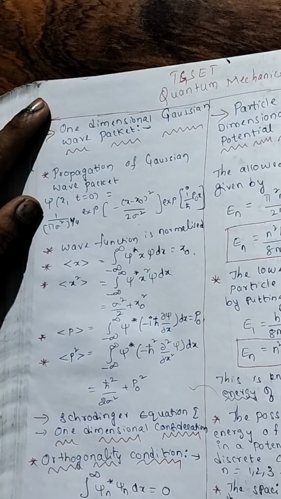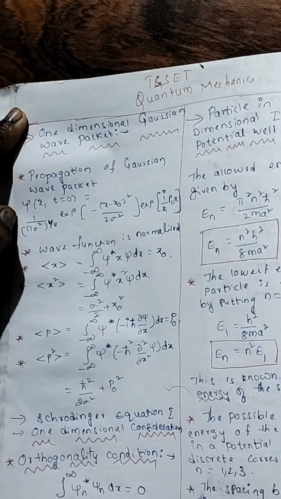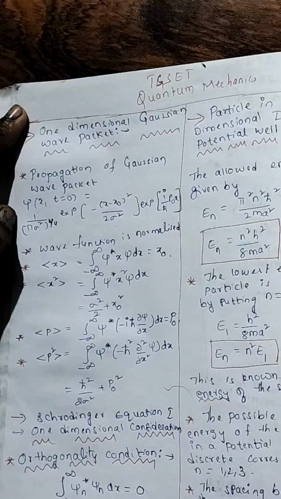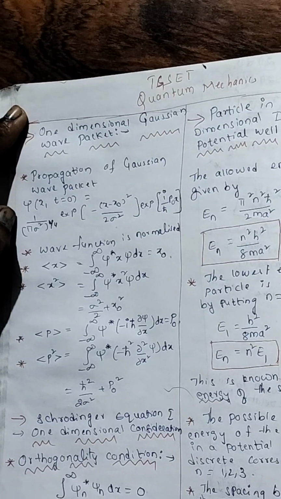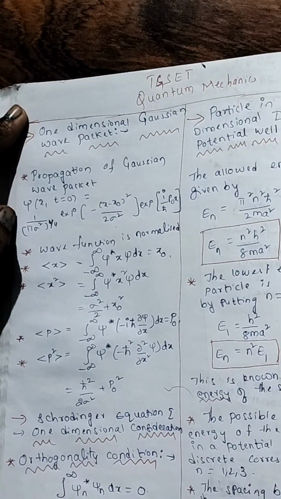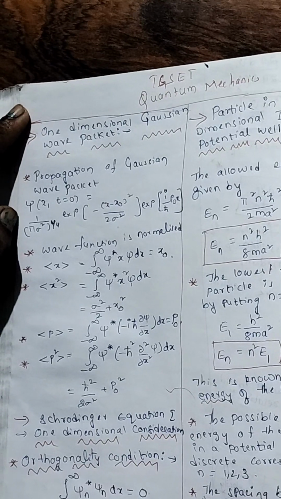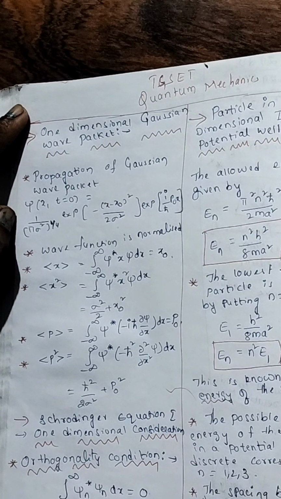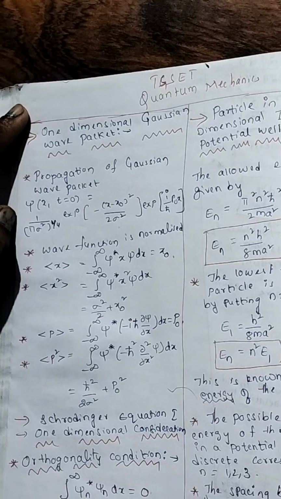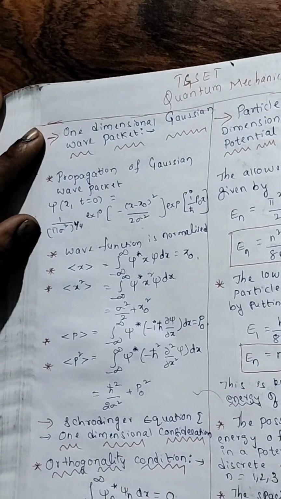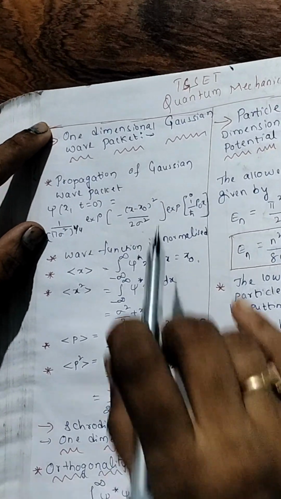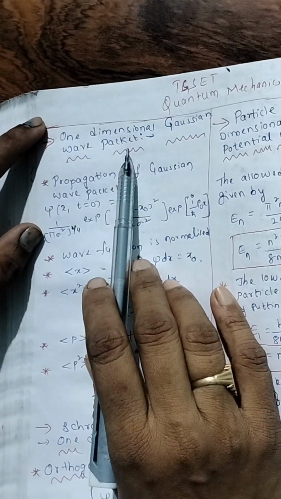Hello students. In this video, let us discuss quantum mechanics part 2. Part 1 I already did. Now in part 2, here also we are talking about the formulas which will be asked in multiple choice questions. In that, the next formula is the one-dimensional Gaussian wave packet.